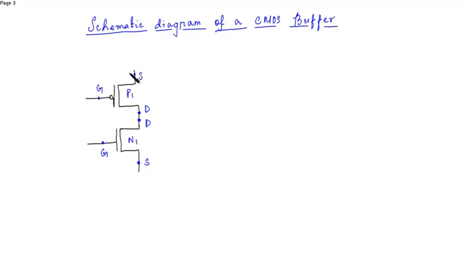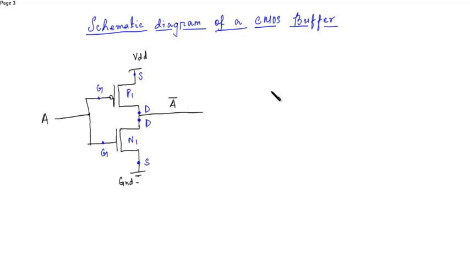I know the source of the PMOS is connected to VDD. The source of the NMOS is connected to ground. And the two gates are joined, or connected, which gives the input, that is A. Output is obtained from the common drain, that is A bar.